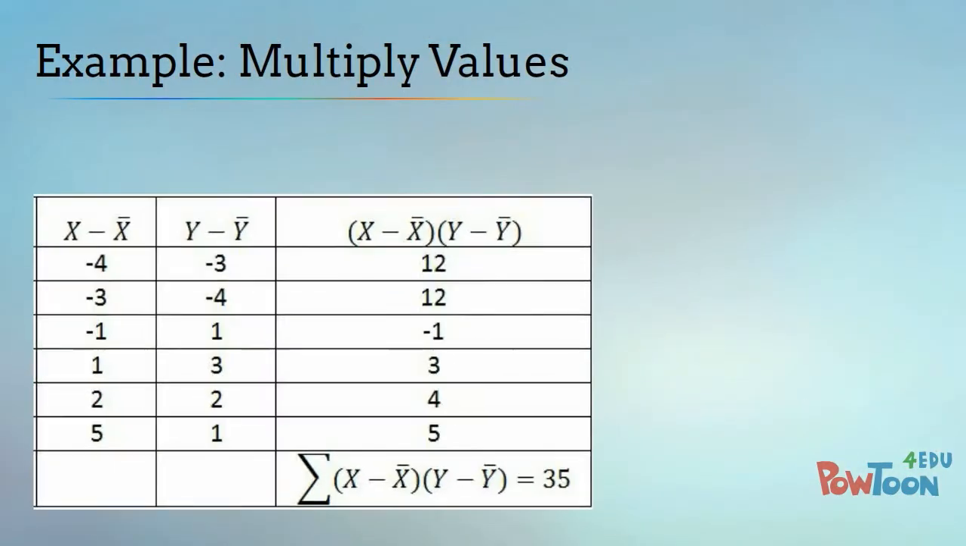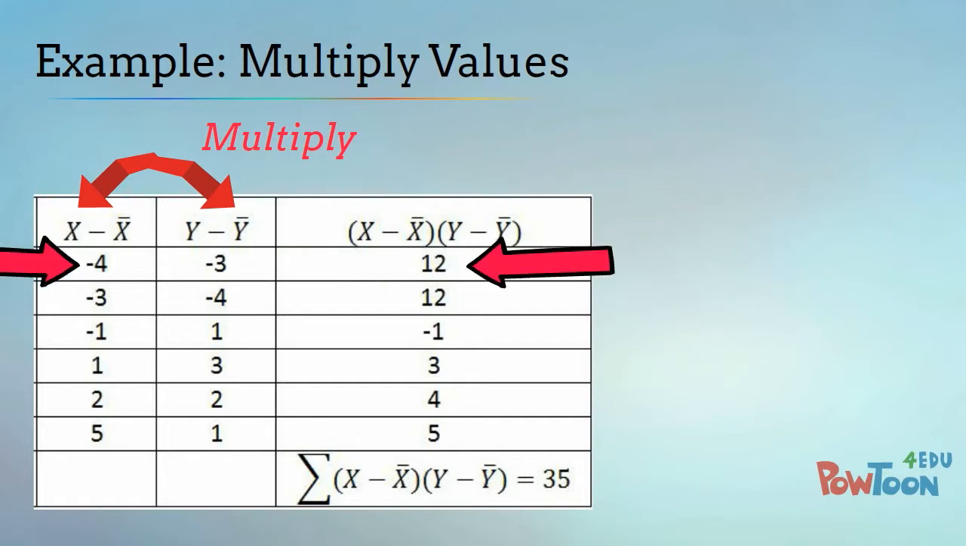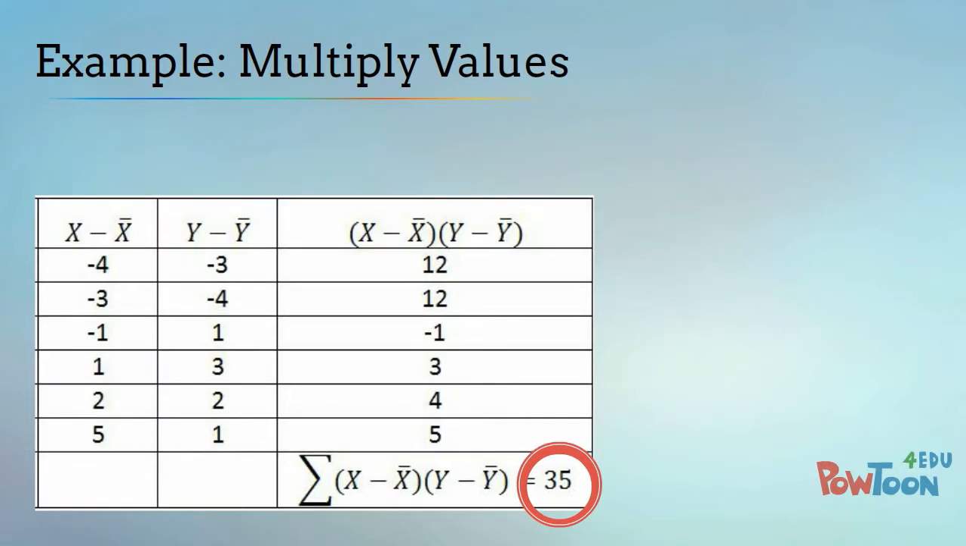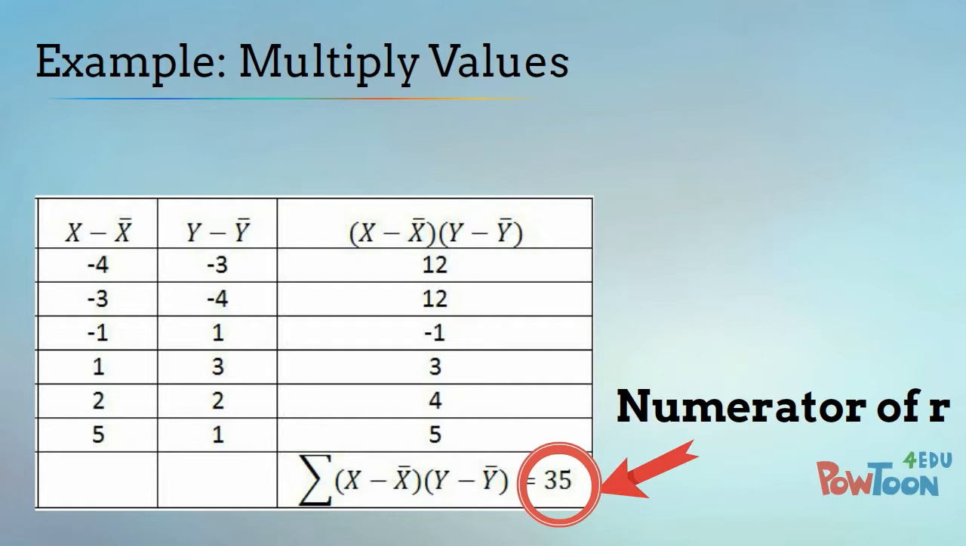Next, we take each value of x minus x bar and multiply by the associated value of y minus y bar. For example, for our first observation, x minus x bar is negative 4, and y minus y bar is negative 3. When we multiply those together, we get 12. We then do this for each of those values and add them up. This will be the numerator of our fraction of the correlation coefficient. Here are the values summed to 35.